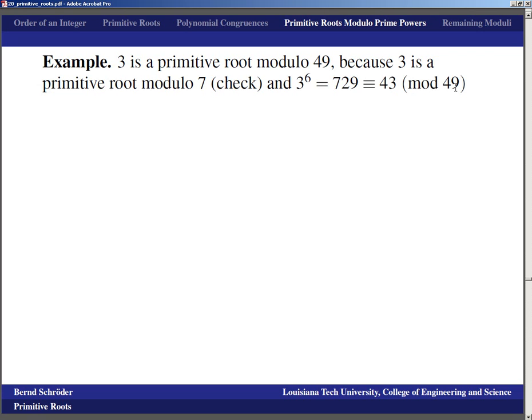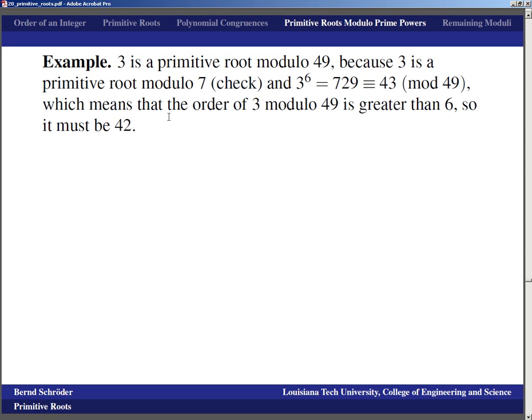And that is because, well, let's see, if I take 14 times 49, I am 14 below 700. And so 729 minus 14 times 49 is 29 plus 14, which is 43, yes. And that means that the order of 3 modulo 49 is greater than 6, and that means it must be 42, which is 6 times 7, which is phi of 49, yes.